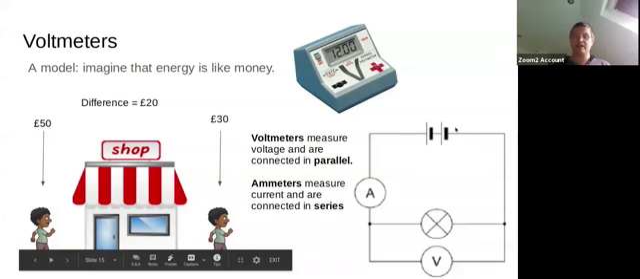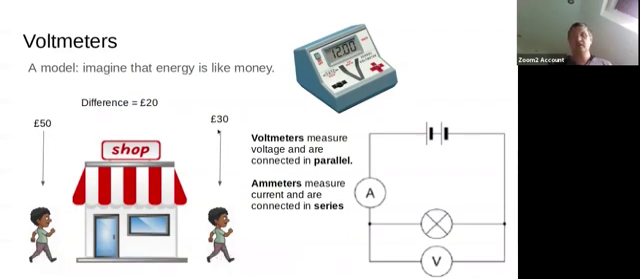But the voltmeter has got an extra branch, an extra loop added on, so that it can measure the amount of energy per unit of charge before it goes through the bulb and the amount of energy per unit of charge after it comes out, and work out the difference for you. So voltmeters measure voltage, you connect them in parallel. Ammeters measure current, and you connect them in series.